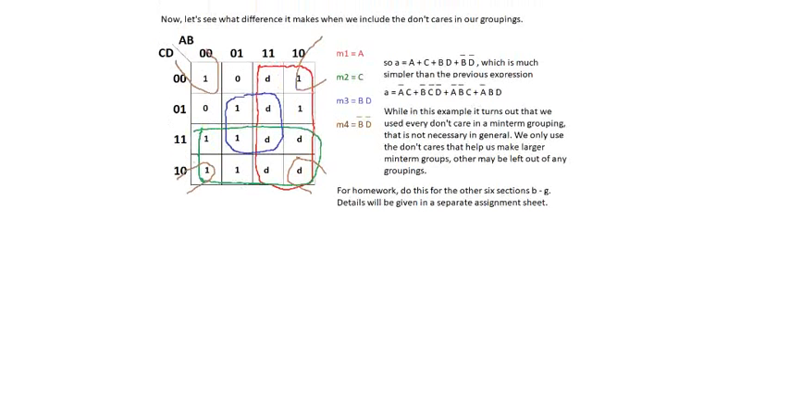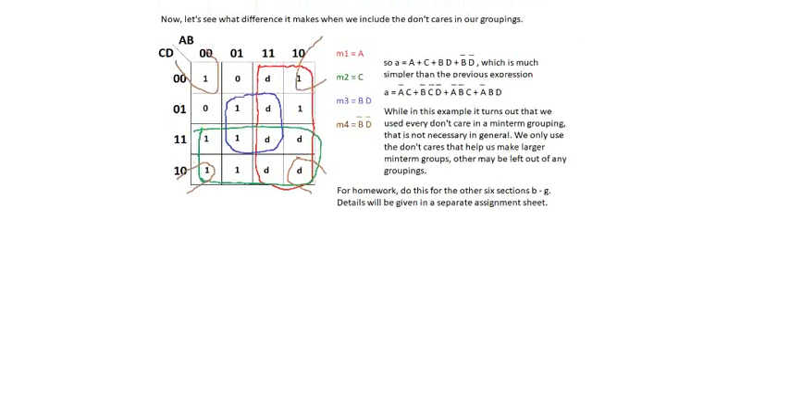I've got 2 groups of 4. This is the BD and then the 4 corners. And I showed you that before. You can use the 4 corners as a group of 4. And that is B naught, D naught. And you notice that is significantly simpler than the expression we got the last example when we didn't include the don't care.